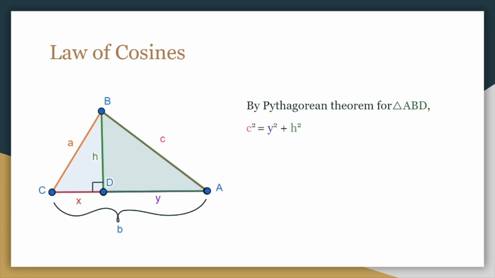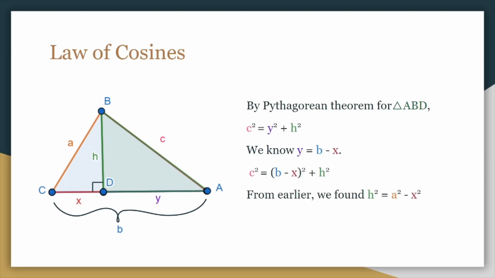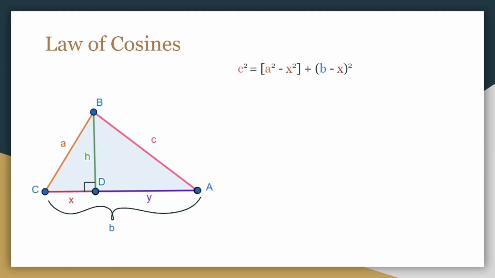And so we know that c squared equals y squared plus h squared. Notice that y equals side b minus x. And so we'll substitute y with b minus x to get b minus x squared plus h squared equals c squared. From earlier, we found that h squared equals a squared minus x squared. Substituting h squared with a squared minus x squared gives us b minus x squared plus a squared minus x squared equals c squared. Next, we'll write out the binomial on the left side. So we'll get c squared equals a squared minus x squared plus b squared minus 2bx plus x squared.